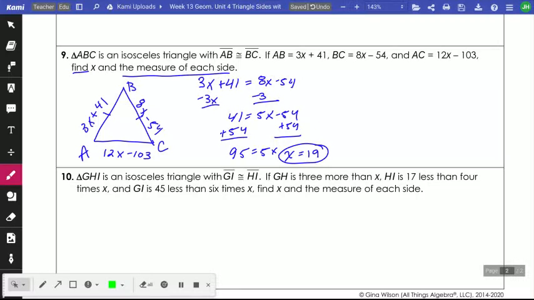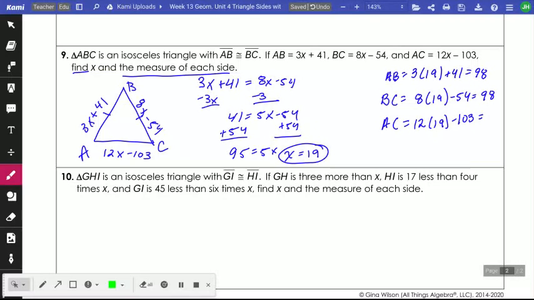So I will do AB is equal to 3 times 19 plus 41, and that'll be equal to 98. I'll plug it in for BC, and that'll give me 8 times 19 minus 54 is equal to 98. And I will do AC is equal to 12 times 19 minus 103 equal to 125. That is the one that's not equal because they told us the other two were equal, so that kind of checks us. That third one can be different.